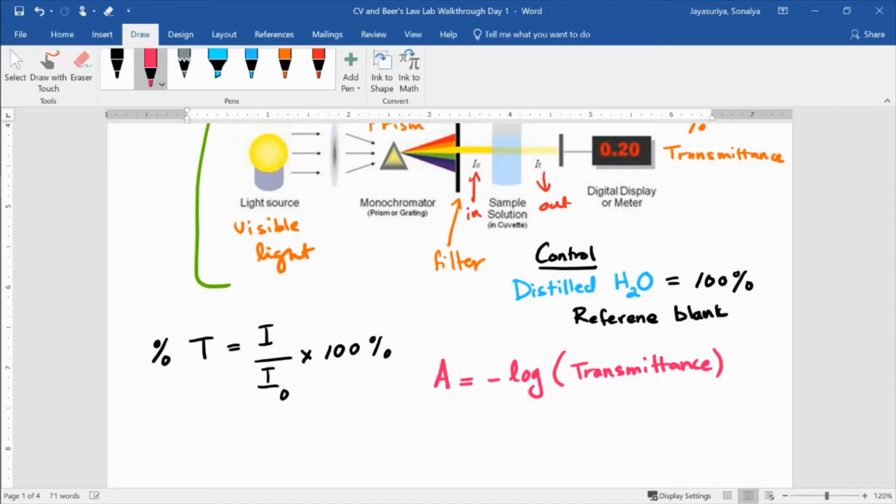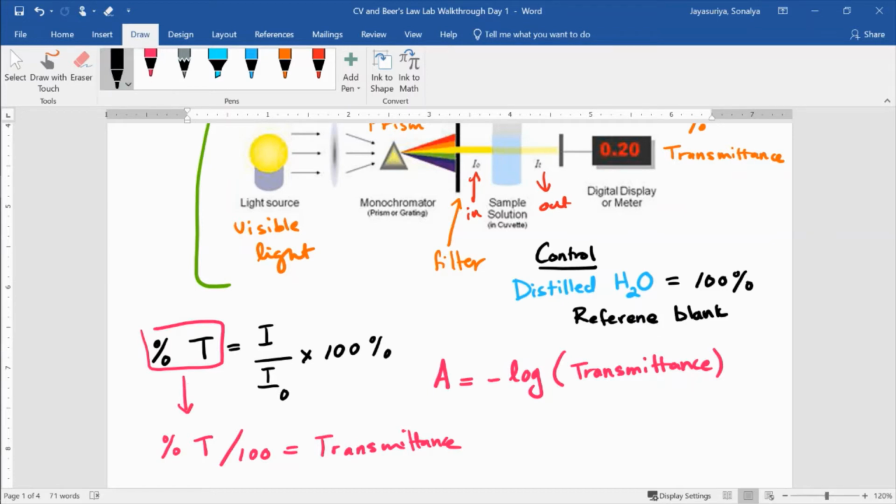So the actual instrument will give you percent transmittance. So you take your percent transmittance and you divide by 100 to get your transmittance, okay? Because you're just turning the percentage into a decimal, okay? So percent T divided by 100 equals just the transmittance as a decimal, or as out of 1, okay? So the negative log of the transmittance is absorbance, okay?